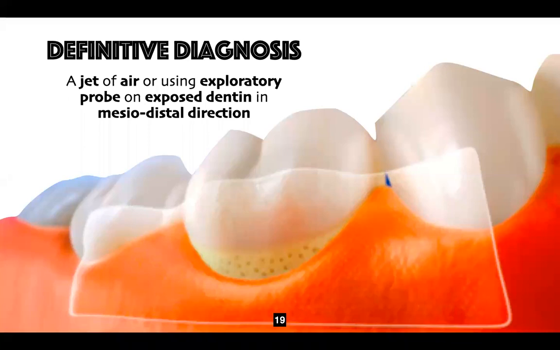And how you can expose it: if the patient is complaining of sensitivity and you're not able to rule out which tooth it is, which place, which aspect, then you can land up at a definitive diagnosis by using a jet of air or using an explorer probe on exposed dentine. Since the tooth is absolutely vital, the patient will immediately react to it.